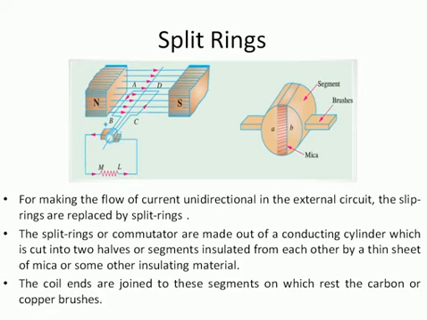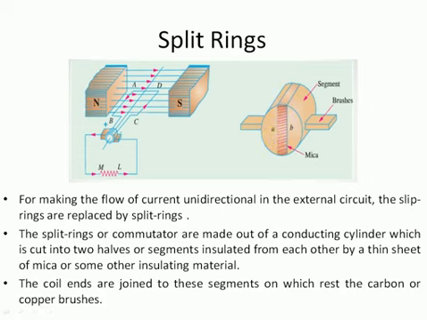So instead of slip rings, we will be using split rings in a DC generator. First of all, let us see the construction of split rings. A split ring is actually a cylindrical conductor, which is indicated here. The cylindrical conductor is cut into two halves, indicated as A and B, which are separated by a mica insulation, indicated here as a shaded region.